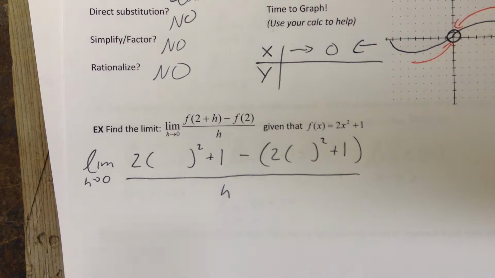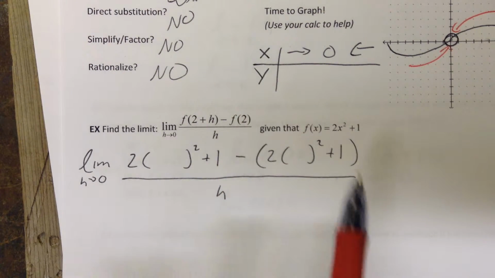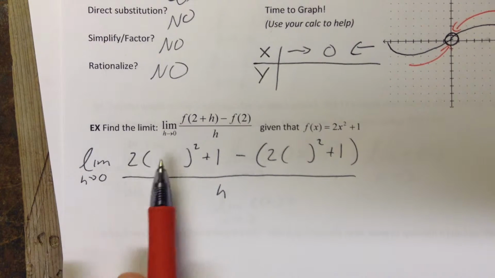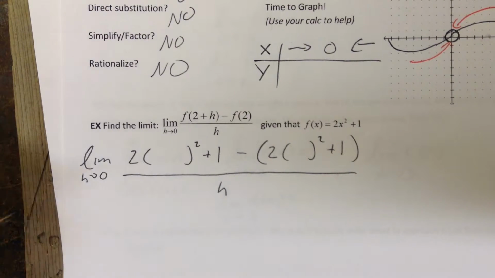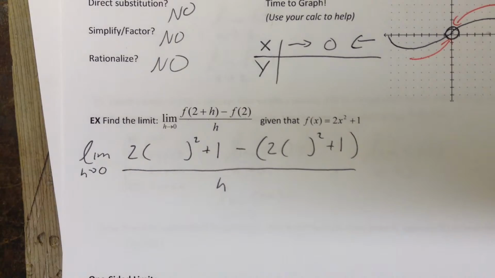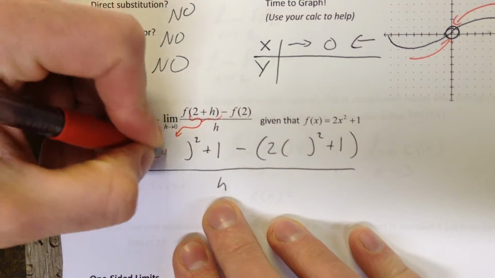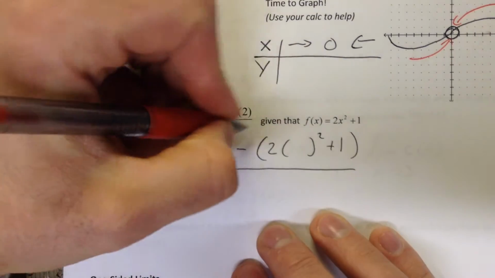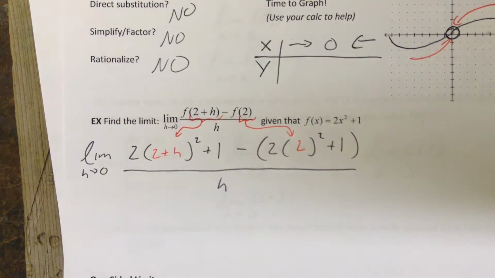Let me show you. So I've basically got the limit exactly how it was before, but instead of using the f of and the f of here, I've actually used the pattern 2x squared plus 1, except I've got blanks here: 2 blank squared plus 1, and another 2 blank squared plus 1. What I'm going to do is now take these two pieces and plug them in. So the first one is going to be this guy right here. He's going to get dropped down, and it's going to be 2 times 2 plus h squared plus 1. And the other one is going to be this one right here, and he's going to get dropped down, and it's going to be 2 times 2 squared plus 1.